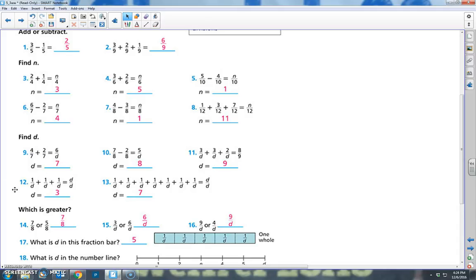Okay, here you might not know it, but we have 3 fractions. We know that they're going to equal each other, so that's going to be 3. Here we have 1, 2, 3, 4, 5, 6, 7 fractions we're adding, so the denominator is 7.